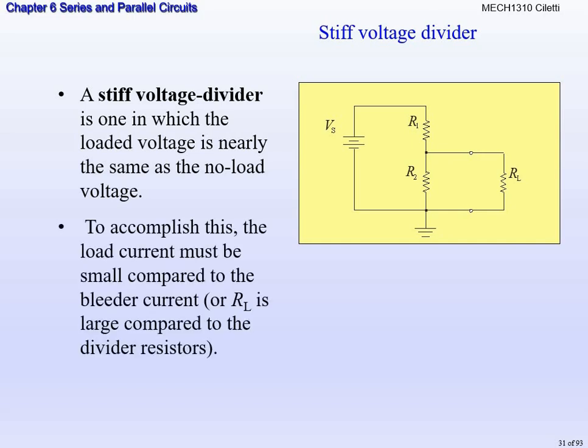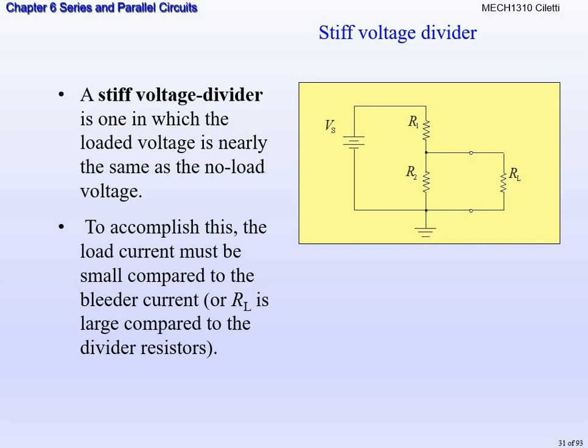That's how your multimeter works. It's like a 10,000 kilo ohm resistor in there. The larger the resistor, because when you're taking voltage drop readings using the multimeter, that probe is adding a resistance, but you need to add a high enough resistance so that you're not impacting the voltage you're reading. So what we do is we add what we call a stiff voltage divider, and that's one in which the total resistance is nearly the same as the no load voltage.